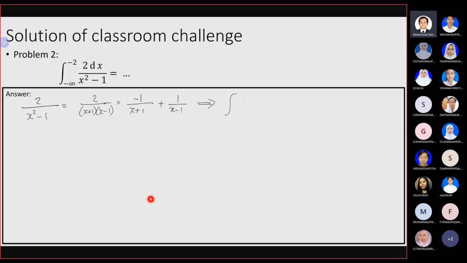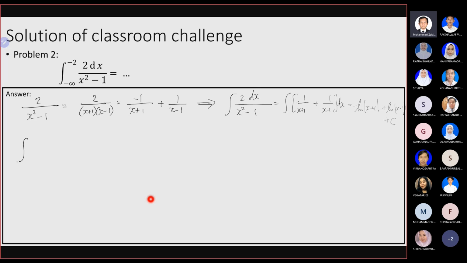So from here we have that the integral of 2 dx over x squared minus 1 is equal to the integral of minus 1 over x plus 1 plus 1 over x minus 1 dx, which is equal to minus ln of x plus 1 plus ln of x minus 1 plus some constant c.